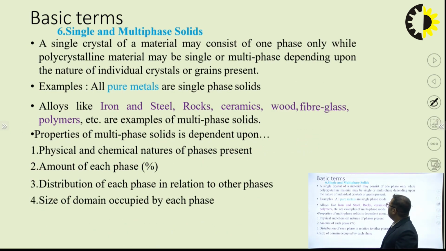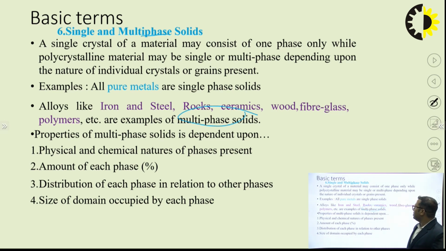Then there are different types of single-phase solids or multi-phase solids. A single crystal of a material may consist of one phase only, while polycrystalline materials may be single or multi-phase depending upon the nature of the individual crystals or grains present. So all pure metals are generally single-phase solids, and alloys like iron and steel, rocks, ceramics, woods, fiber, glass, and polymers are examples of multi-phase solids.